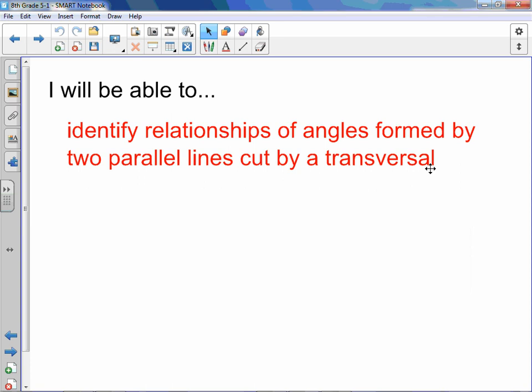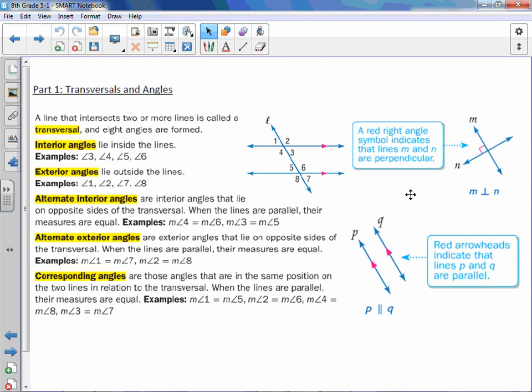Chapter 5, Lesson 1, Lines. You will be able to identify relationships of angles formed by two parallel lines cut by a transversal. There's a lot of vocabulary in this section, but once you get used to it, it's not so bad.